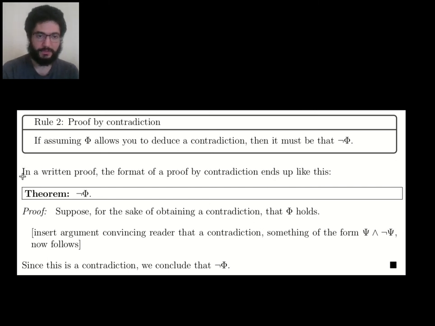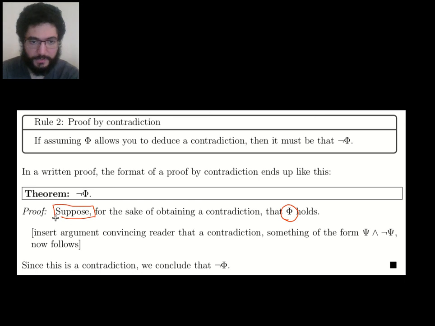All right, so here's a sort of template that you could follow when you're writing out a proof by contradiction. Say you want to prove it's not the case that phi, then you assume the opposite. So in order to prove it's not the case that phi, you can assume phi. And this is an assumption.